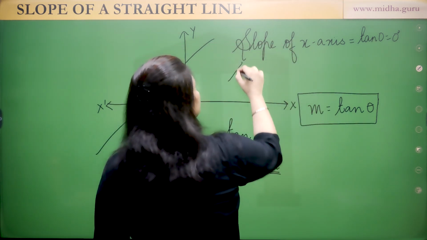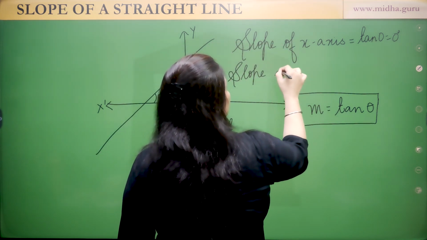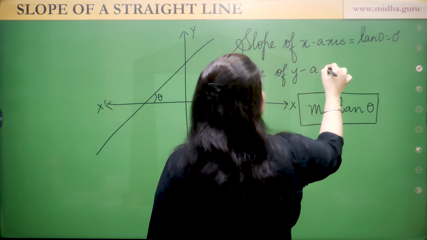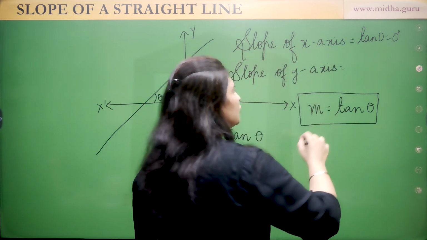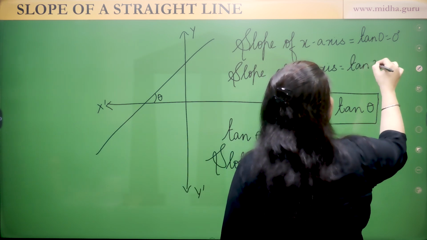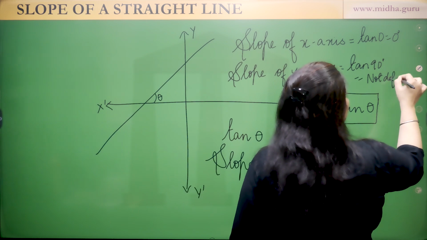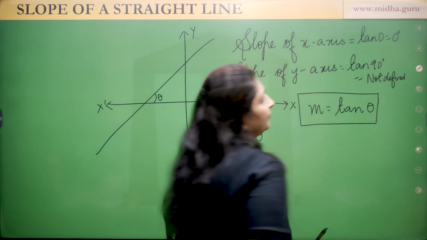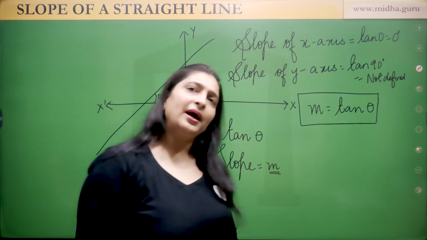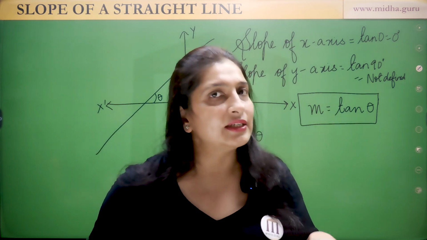Next, what will be the slope of the y-axis? The angle is 90 degrees, so it will be tan 90, which is not defined. So the slope of the y-axis or any line parallel to the y-axis will be not defined.